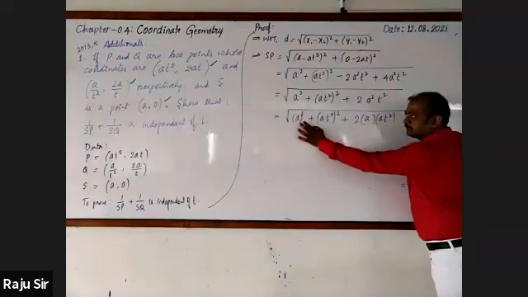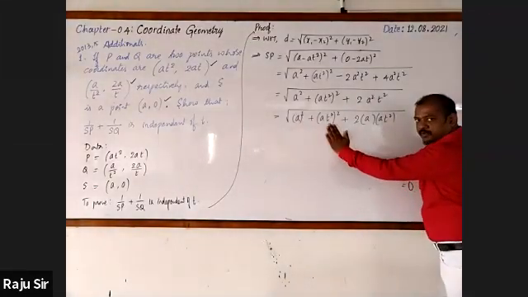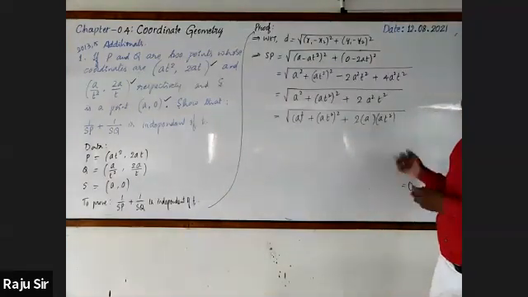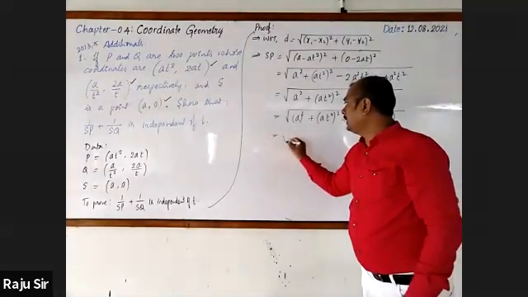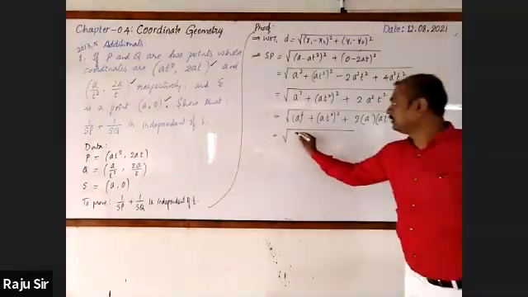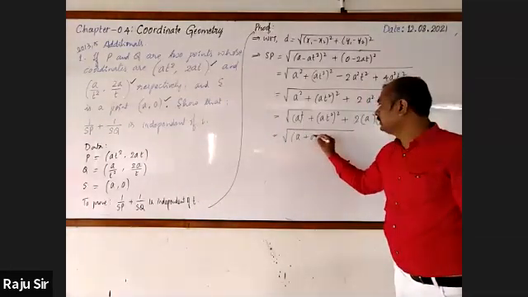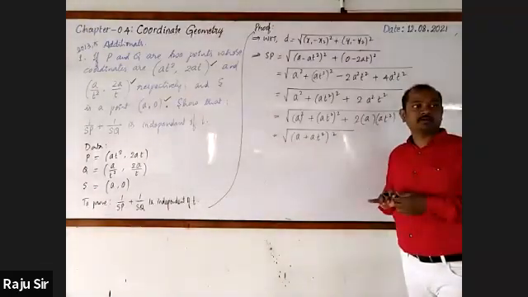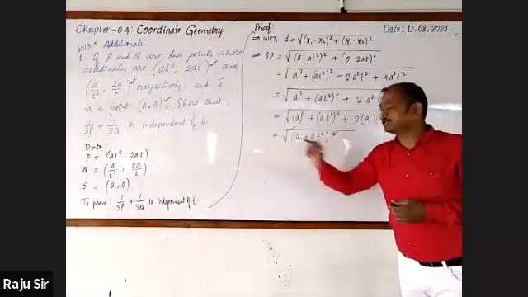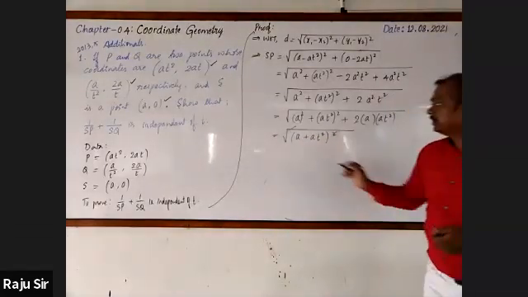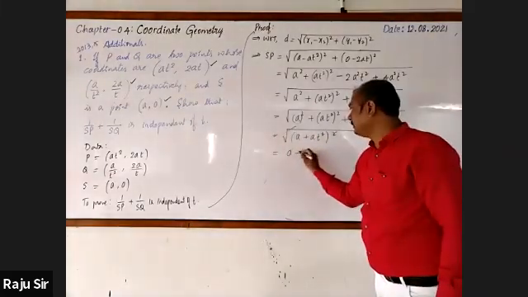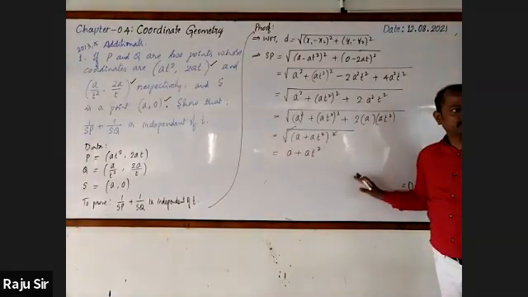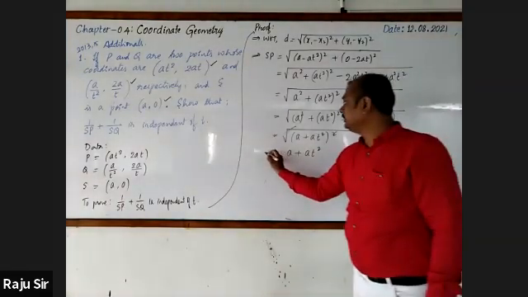Now it is exactly of the form a² plus b² plus 2ab, which is (a plus b) whole square. That is (a plus at²) whole square. Now it is a perfect square. You may go for cancelling square and root. Now this is equal to a plus at². Any doubt?